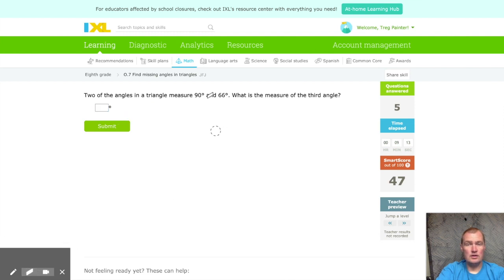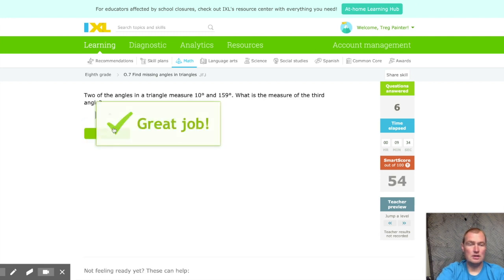Two of the angles in the triangle measure 90 and 66. So same thing. We're going to put 180 minus 90, which leaves you with 90 left. And that 90 left minus 66 is going to take us to 24 degrees. So 24 degrees. Again, subtraction is the key here. We're just subtracting stuff out.